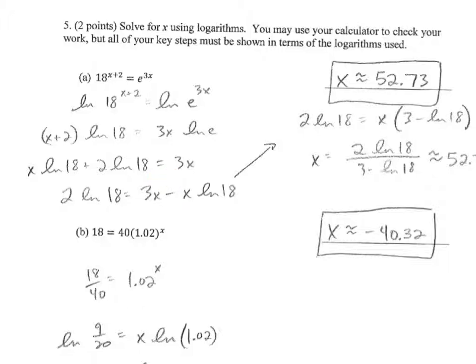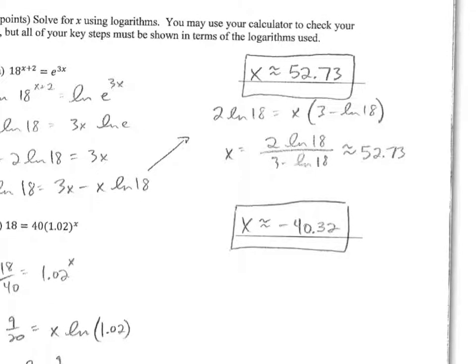And then now it's just a matter of combining like terms. So I decided I would subtract x natural log of 18 from both sides, thinking that I've got to combine x's. And then I factor out the x. You'll see up here I factor out the x. And then I'm left with the quantity of 3 minus natural log of 18 on the right side after that factoring is done.